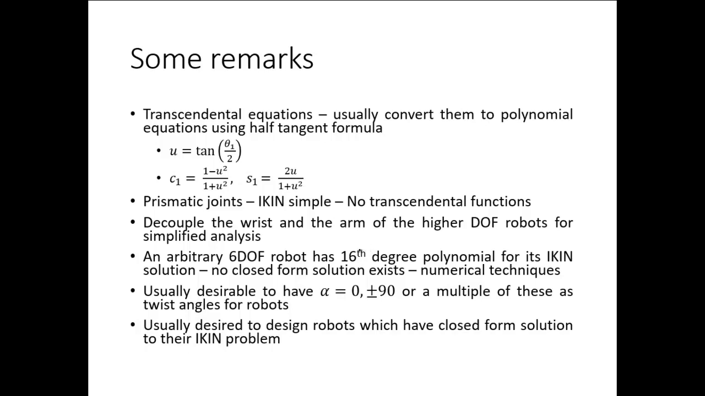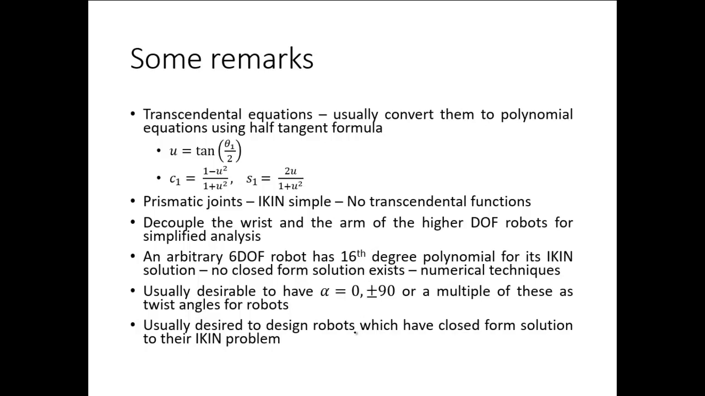This is why it's very desirable to have these twist angles be 0 or plus minus 90, or a multiple of those values, because these values make some of the computations very simple, as they go into the transformation matrices, and finally into the position and the end effector orientation matrices.